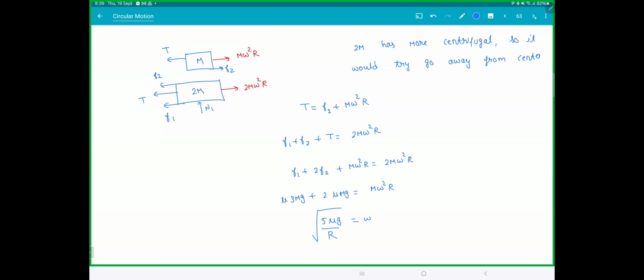Check. T is not given. Clear with this? Next thing. Clear?